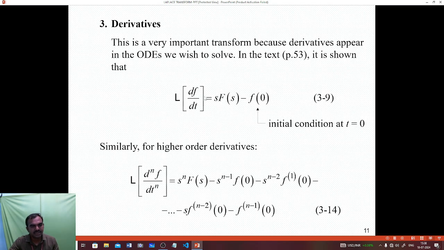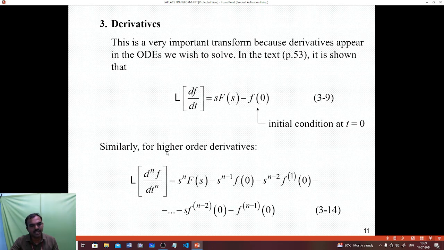Next, the derivatives. This is a very important transform because derivatives appear in the ODE. We are already familiar with the ODE, ordinary differential equations, which we wish to solve in the text. It is shown that L of df by dt, some function is given, so we take the direct formula: s into f of s minus f of 0. f of 0 is nothing but our initial condition at t equal to 0. So this is the first derivative. The first derivative formula: L of df by dt equals s into f of s minus f of 0.